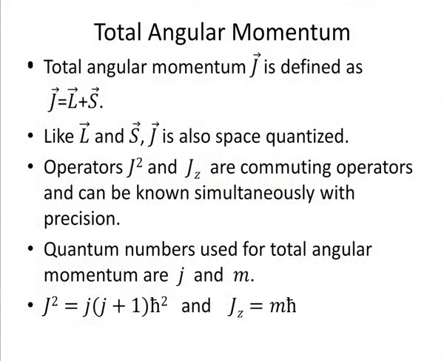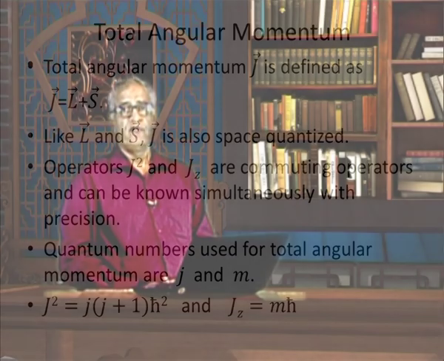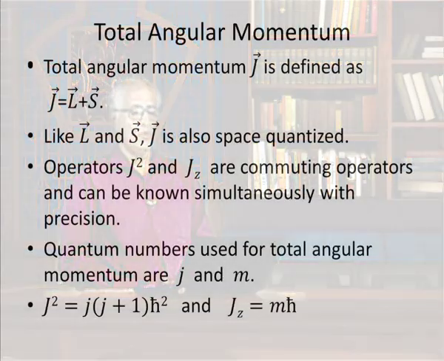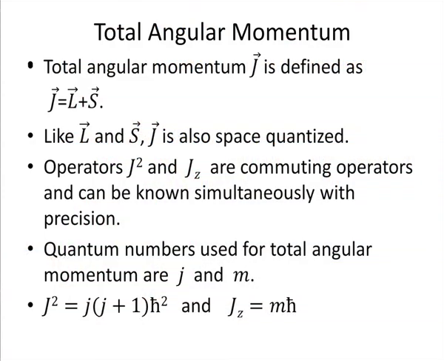Now, we talk of total angular momentum. Total angular momentum J is defined as J is equal to L plus S. Why total? Because S is in addition to L. We had L because of orbital motion, now we have also S, which is spin motion. So, total J is L plus S.